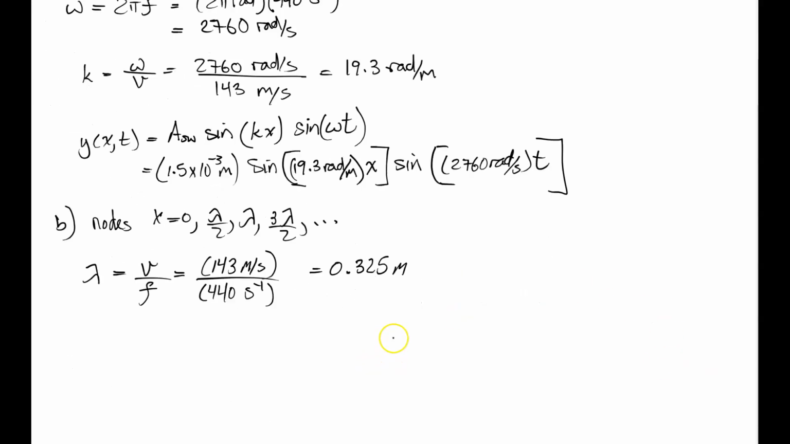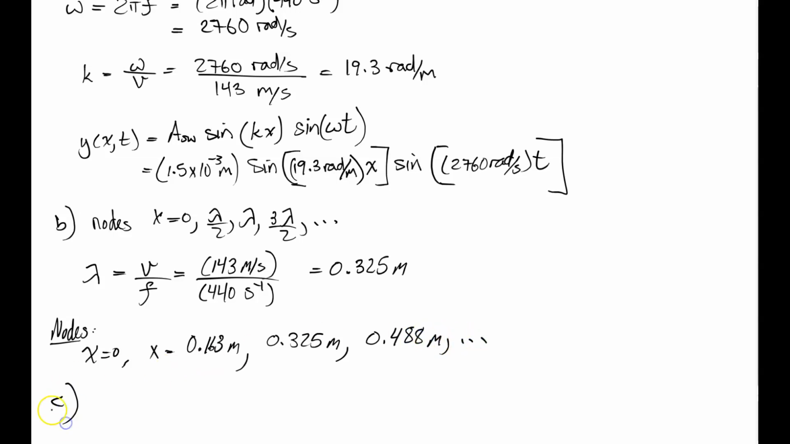So we can say that the nodes are going to be at x equals 0, x equals lambda over 2, which is 0.163 meter, lambda itself is 0.325 meter, 3 lambda over 2, which is 0.488 meter, and so on.